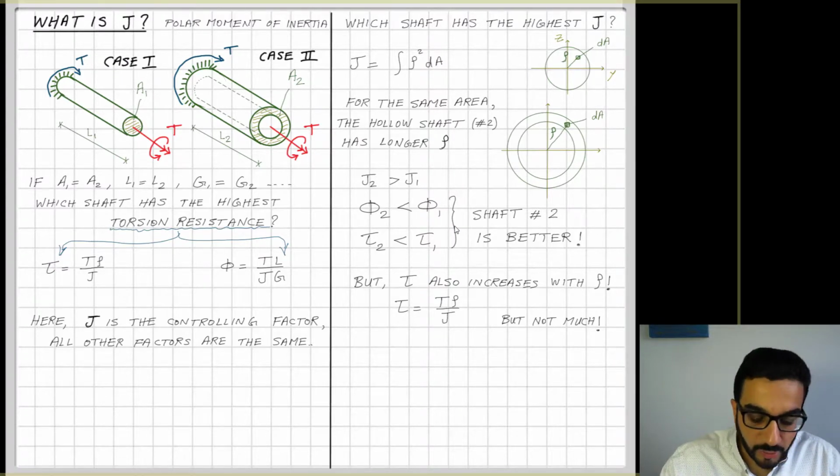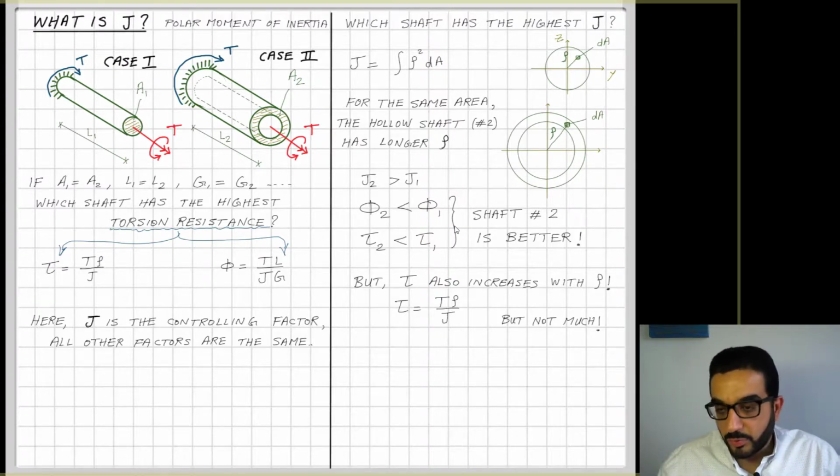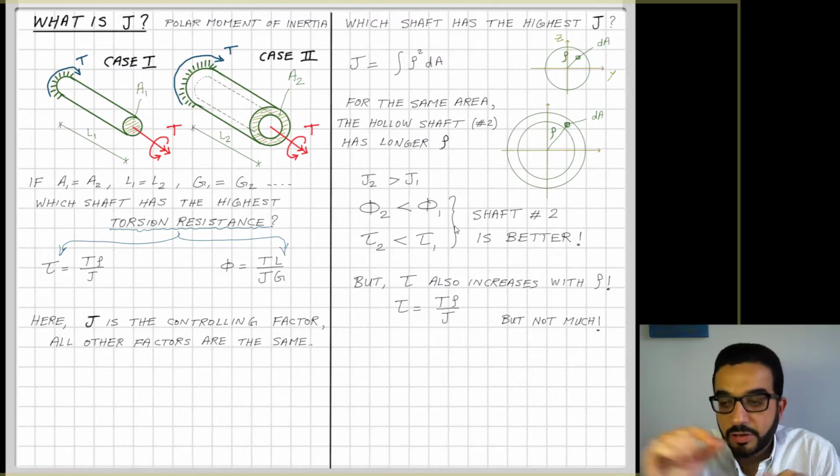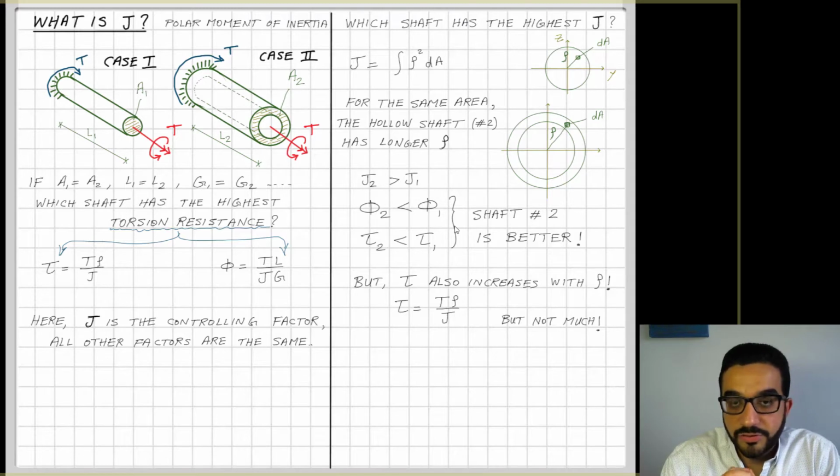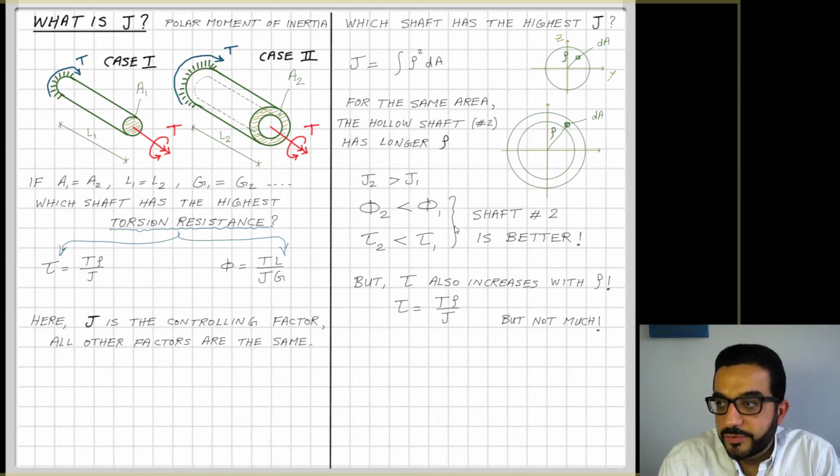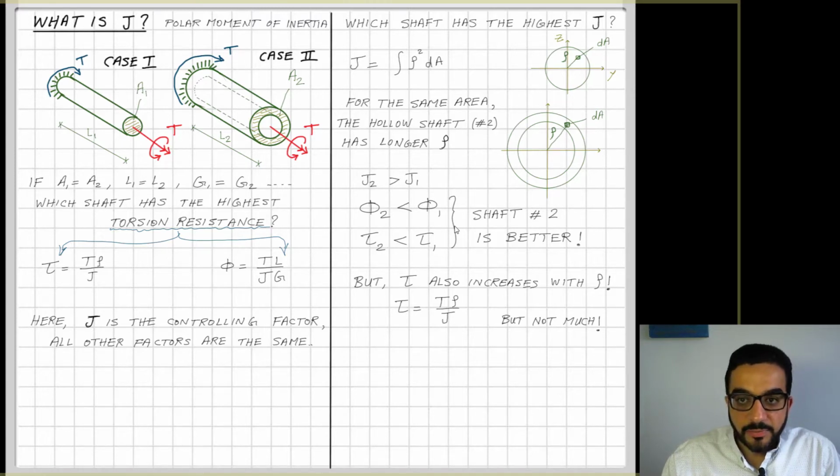So yes, if you increase rho, it will also increase tau, the distance that is causing the tau because of the torque T. But that distance, that rho, also helps in resisting the shear stresses developing from the torque. So I hope that helps in understanding the impact and contribution of J in both the shear stress and the twisting angle, and also helps to understand and visualize what J really is.